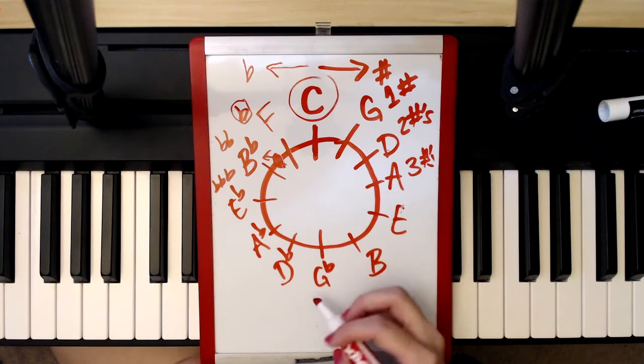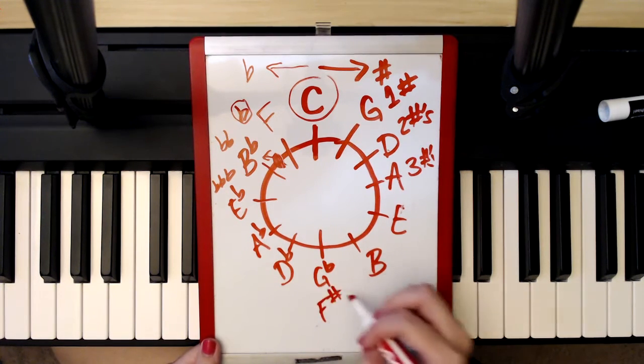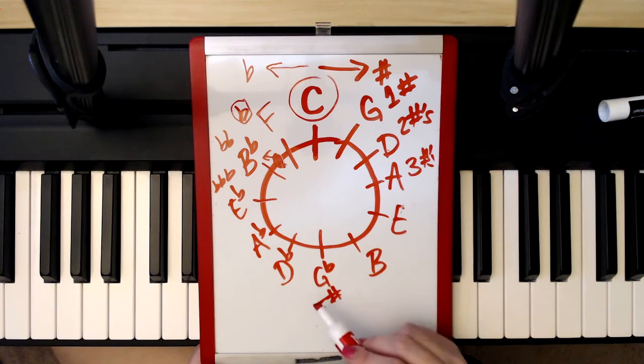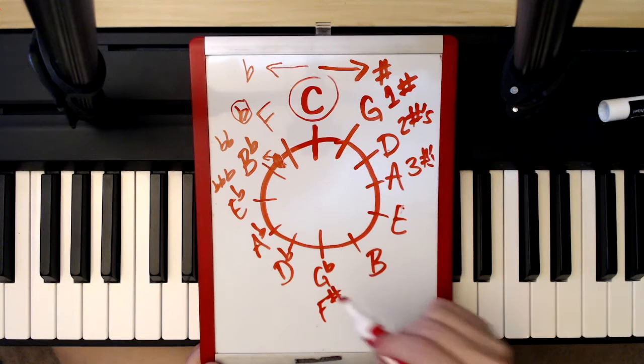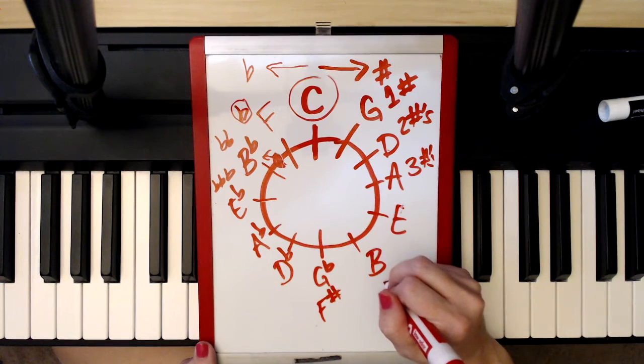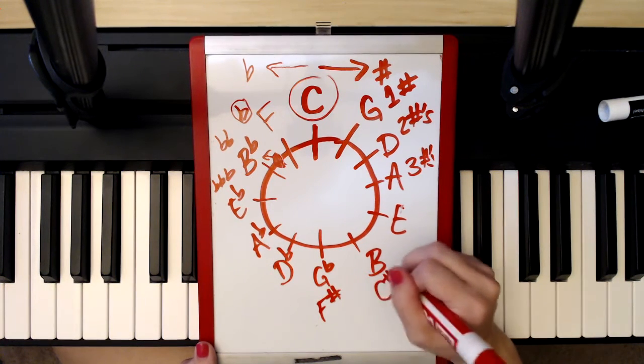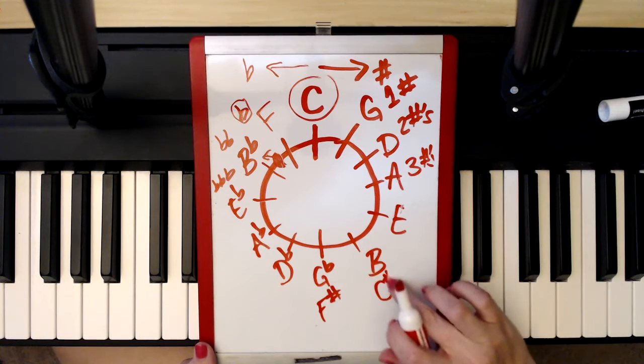G flat is also F sharp major, and then let's see, battle ends and down goes Charles. Oh, sorry.